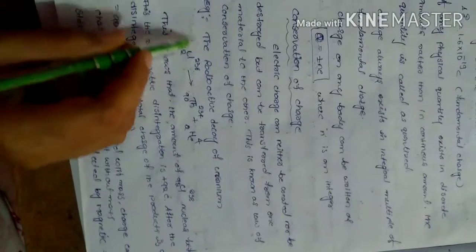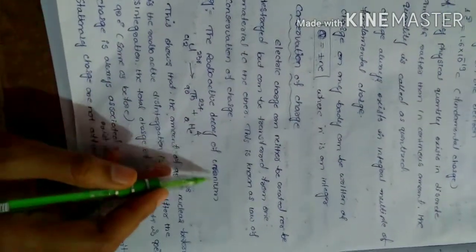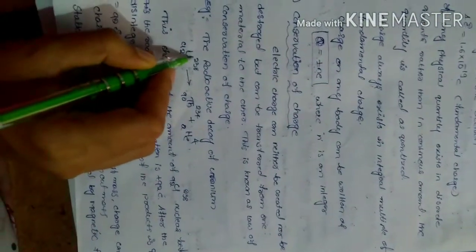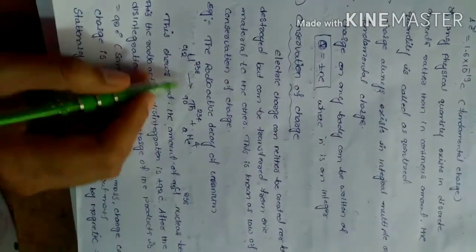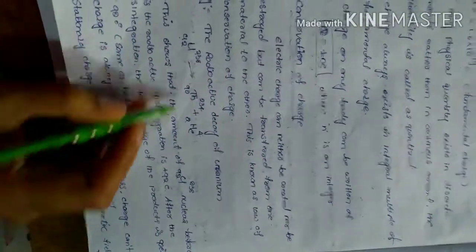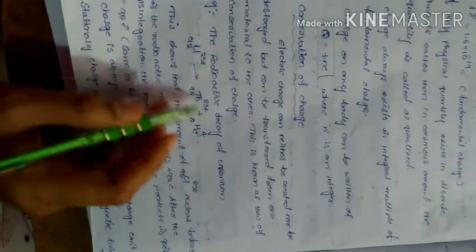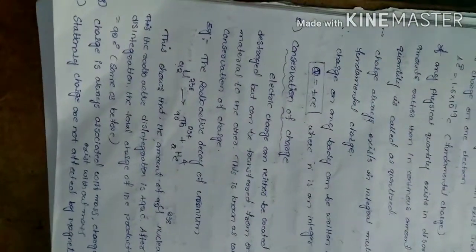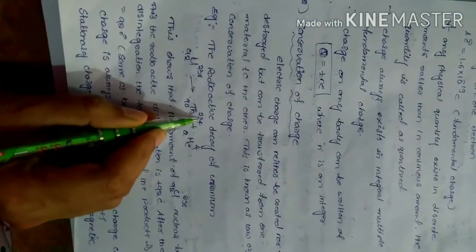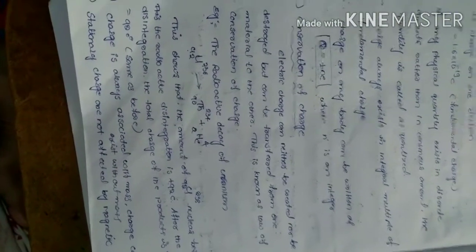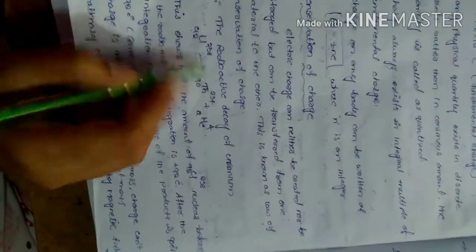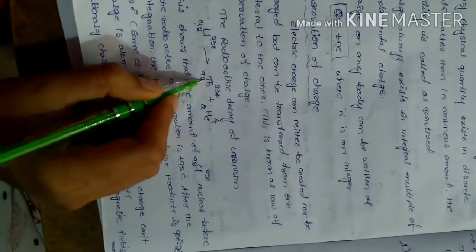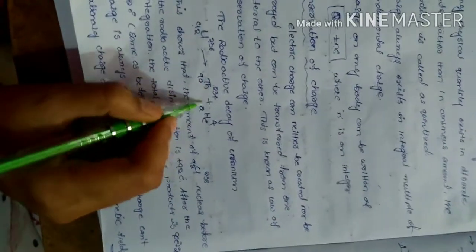For example, radioactive decay in a uranium atom. Let us take uranium. Uranium atomic number is 92, mass number is 238. After the disintegration of the uranium atom, it splits into two nuclei, that is thorium 90, 234 plus helium 2, 4. This is nuclear fission. This heavy uranium nucleus is split into two small nuclei, thorium 90, 234 plus helium 2, 4.